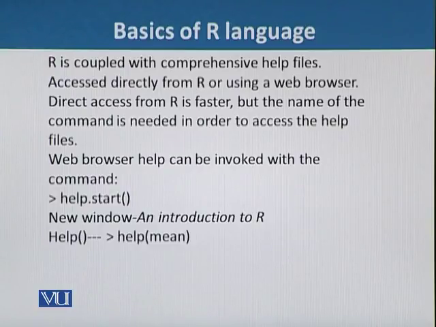The name of the command is written in parentheses. For example, if we want to know about the mean, we will just write in the prompt, greater than sign, help, and in the brackets we will write mean. So it means we will get the information about the mean.